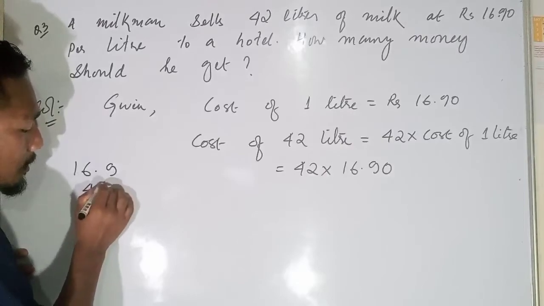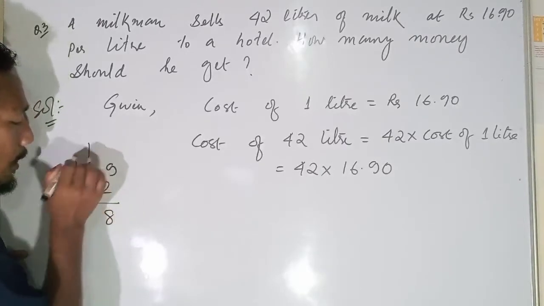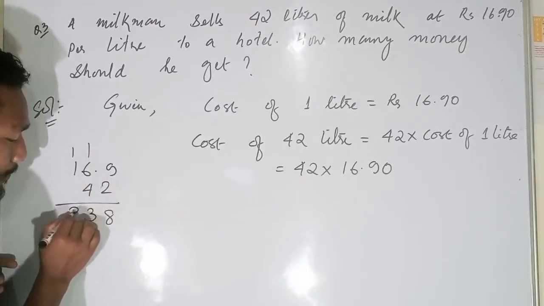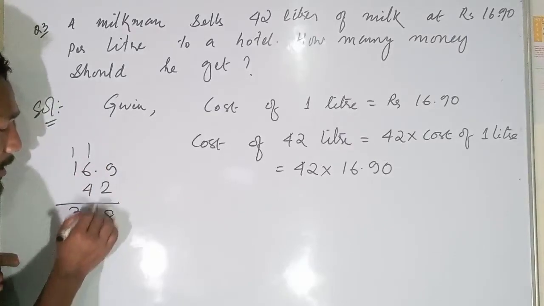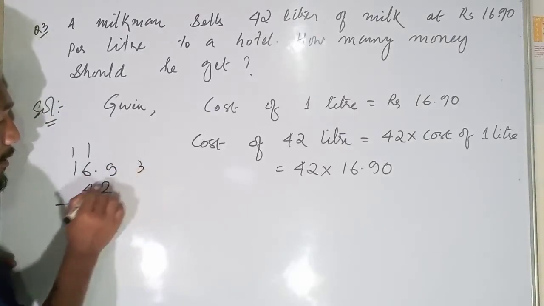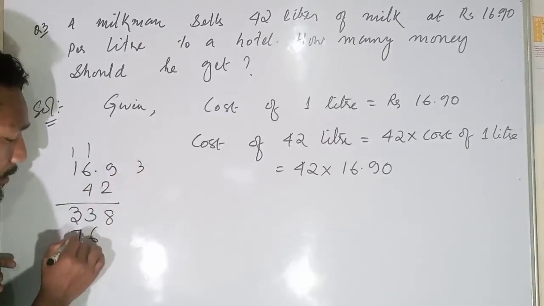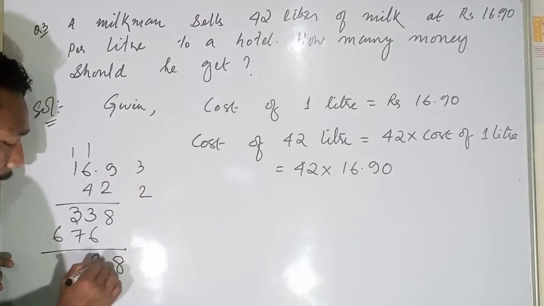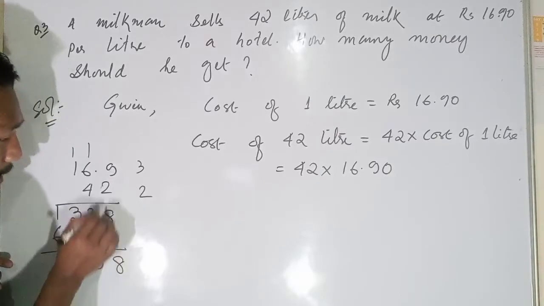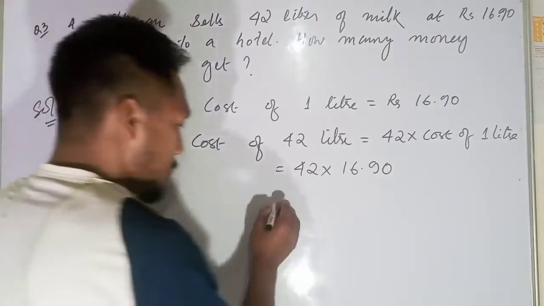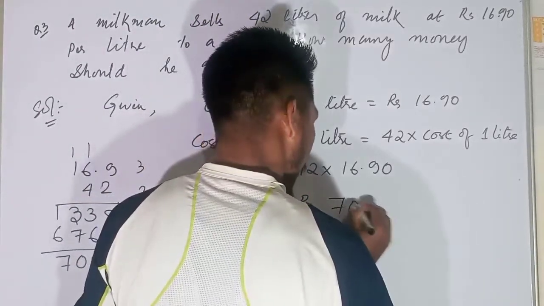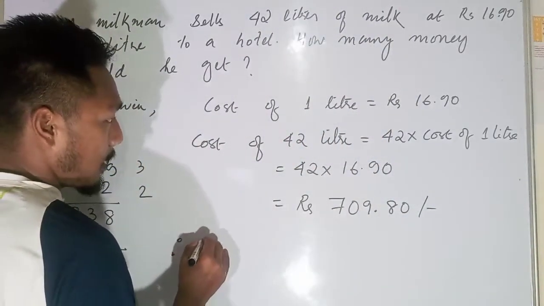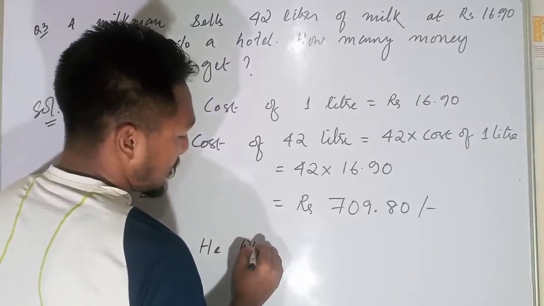16.90 into 42. 9 times 2 is 18, 1 carry; 6 times 2 is 12, 13, 1 carry; 2 times 1 is 2, 3; 9 times 4 is 36, 3 carry; 6 times 4 is 24, 25, 26, 27, 2 carry; 4 times 1 is 4, 5, 6. So how much is it? 70980. Now after the point we have only one number, so how much will he get? Rupees 709.80 paisa.